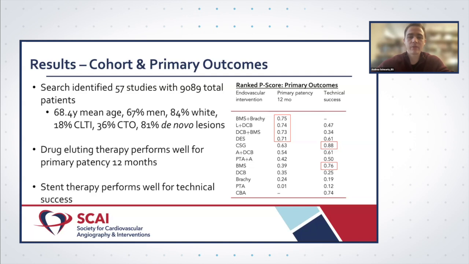For the primary outcomes, overall, drug-eluting therapy performed well for primary patency at 12 months. As you can see on the right table of p-scores, BMS plus brachytherapy, lithotripsy plus drug-coated balloon plus bare metal stenting, and drug-eluting stents were highly ranked. For technical success, overall stent therapies performed well by p-score. As you can see, covered stent grafts and bare metal stents were ranked highly.